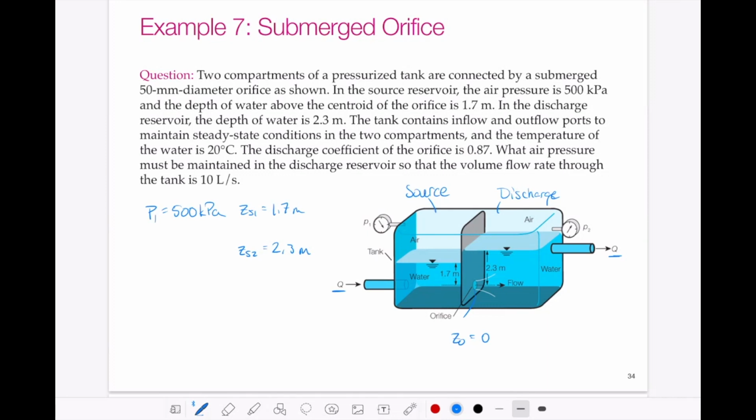The temperature of the water is 20 degrees C. The discharge coefficient of the orifice is 0.87. What air pressure must be maintained in the discharge reservoir so that the volume flow rate through the tank is 10 liters per second? So we're looking for P2. And we know that Q is equal to 10 liters per second, or we could write this as 0.010 meters cubed per second.